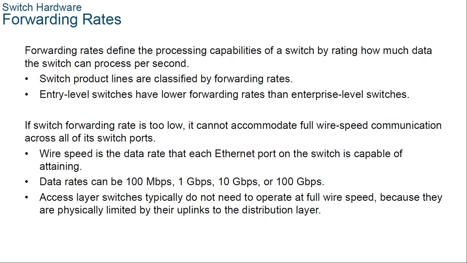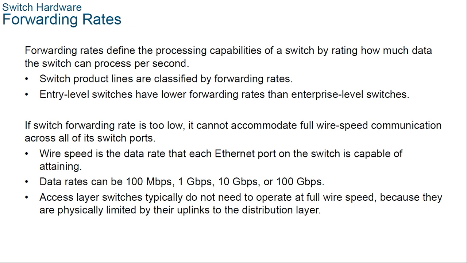If the switch forwarding rate is too low, it cannot accommodate full wire speed communication across all of its switch ports. Say they have 24 ports with 1 gig, gigabit Ethernet. Although they have a maximum of, for example, 24 gig, with a low forwarding rate, it cannot accommodate that 24 gig per second. Wire speed is the data rate that each Ethernet port on the switch is capable of attaining. Data rate can be 1 gig, 100 meg, 10 gigs, 100 gigabit per second, right?